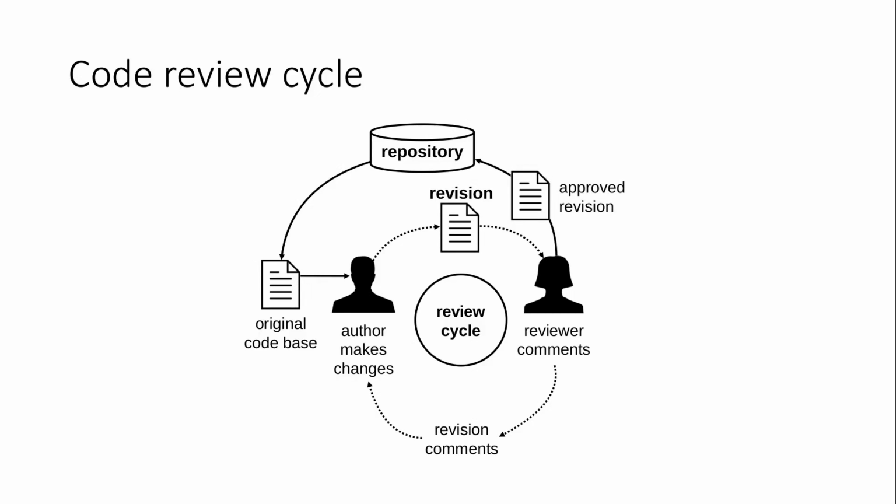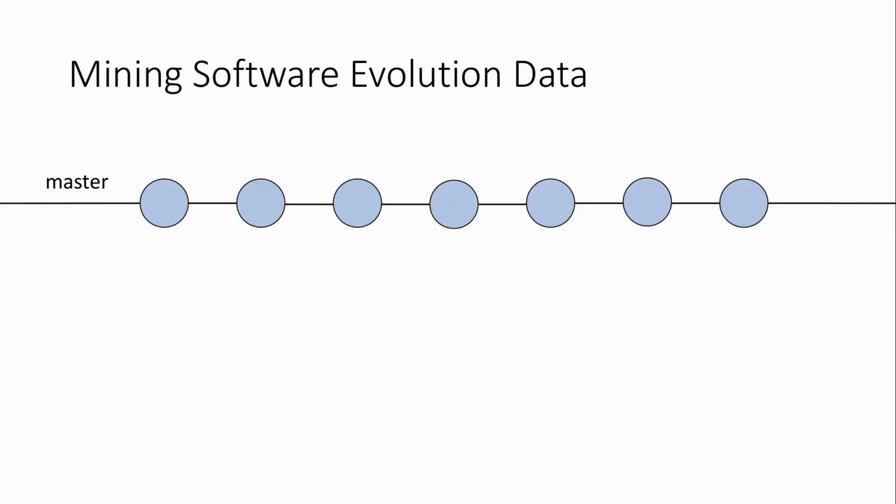Now, this is MSR, right? So we all like to mine software data and learn from software data. However, the common approach for mining software data in software evolution is that researchers commonly take a repository and take the master branch of this repository and consider each commit as a single data point for analysis. However, we know that developers use code review systems. They use code review practices.